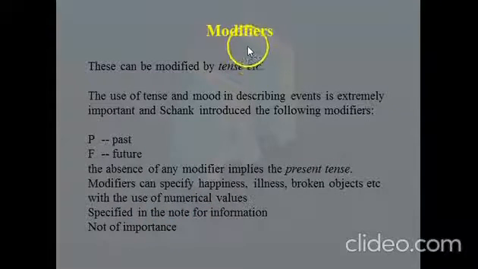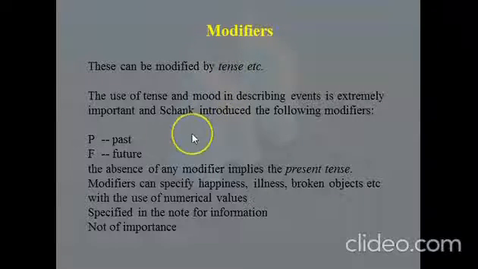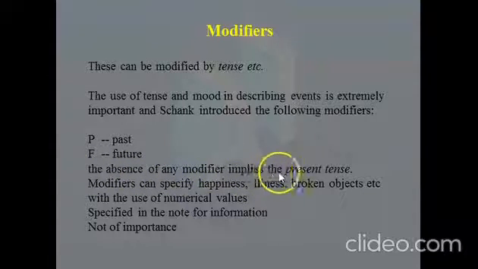Then we can have some modifiers also. Most probably we will be using tense modifiers, because if you are using take, then it is present tense. If we use took, it is past tense. And if you are using some future tense words, then we will be using F. If it is past tense, we will be using P along with arrows. If nothing is used along with arrows, it is treated as present tense. So in the absence of any modifier implies that it is present tense.